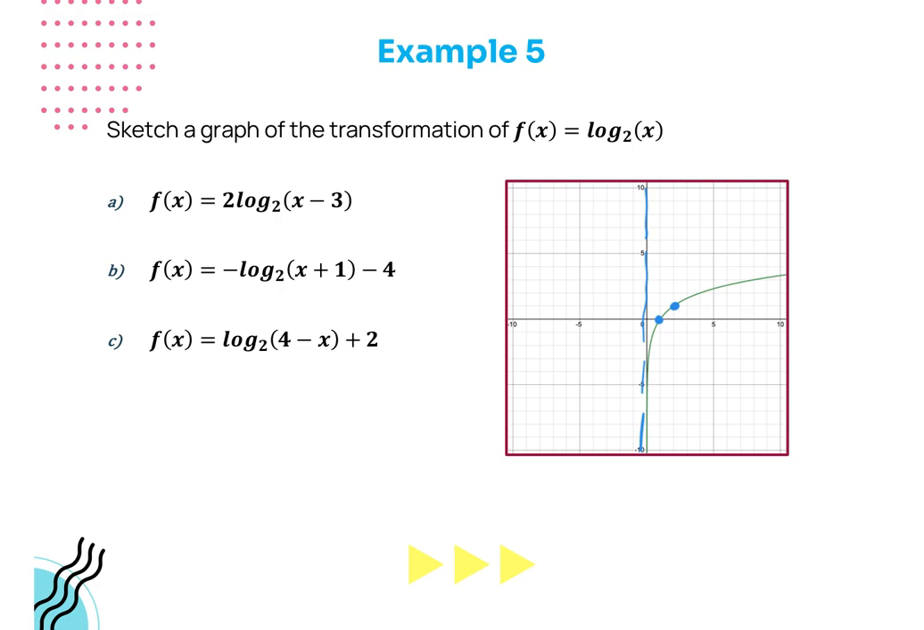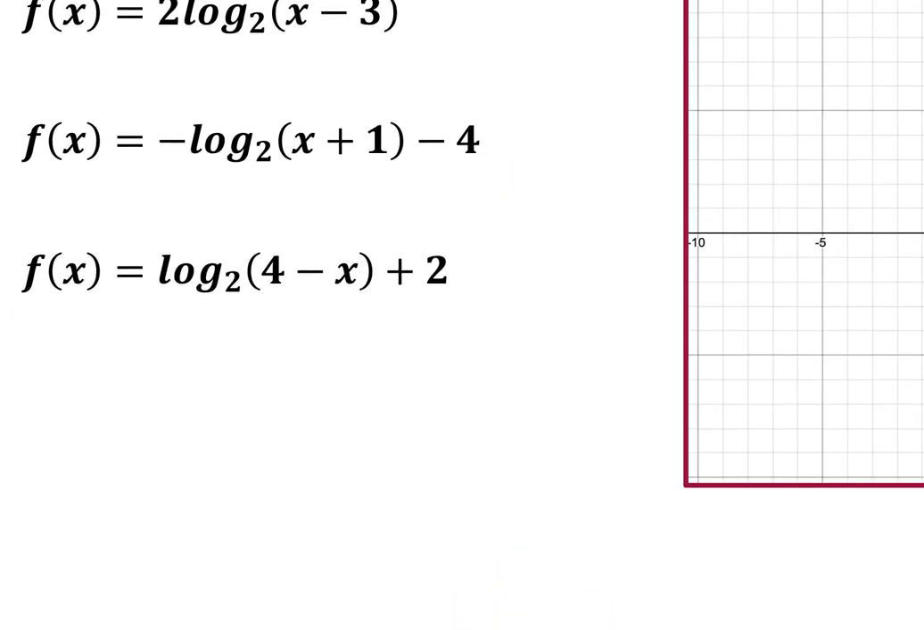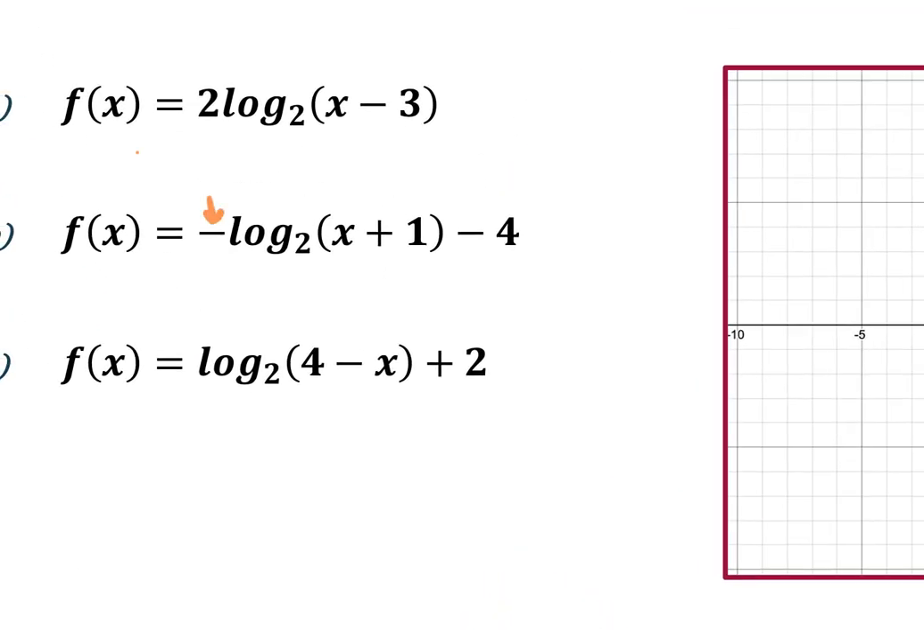All right, now go to B. What's the negative on the front do? Reflection over the x, which really just means flip me upside down, right? What's the plus 1 inside? Left 1. What's the minus 4? Down 4.